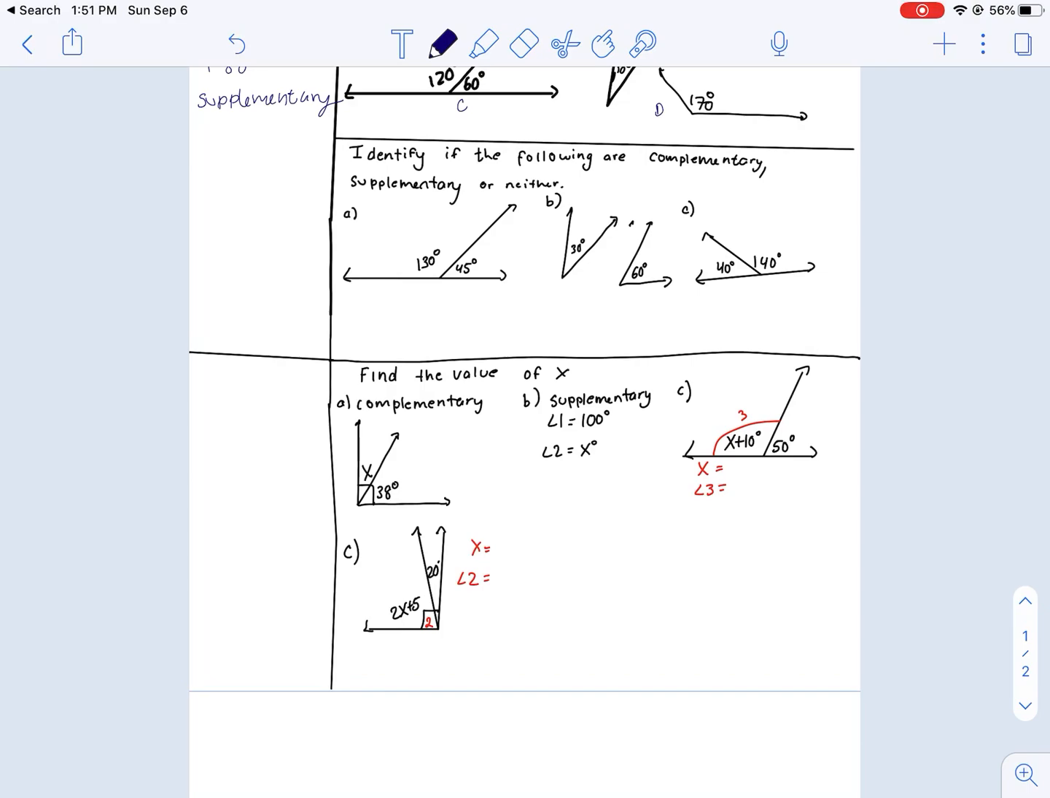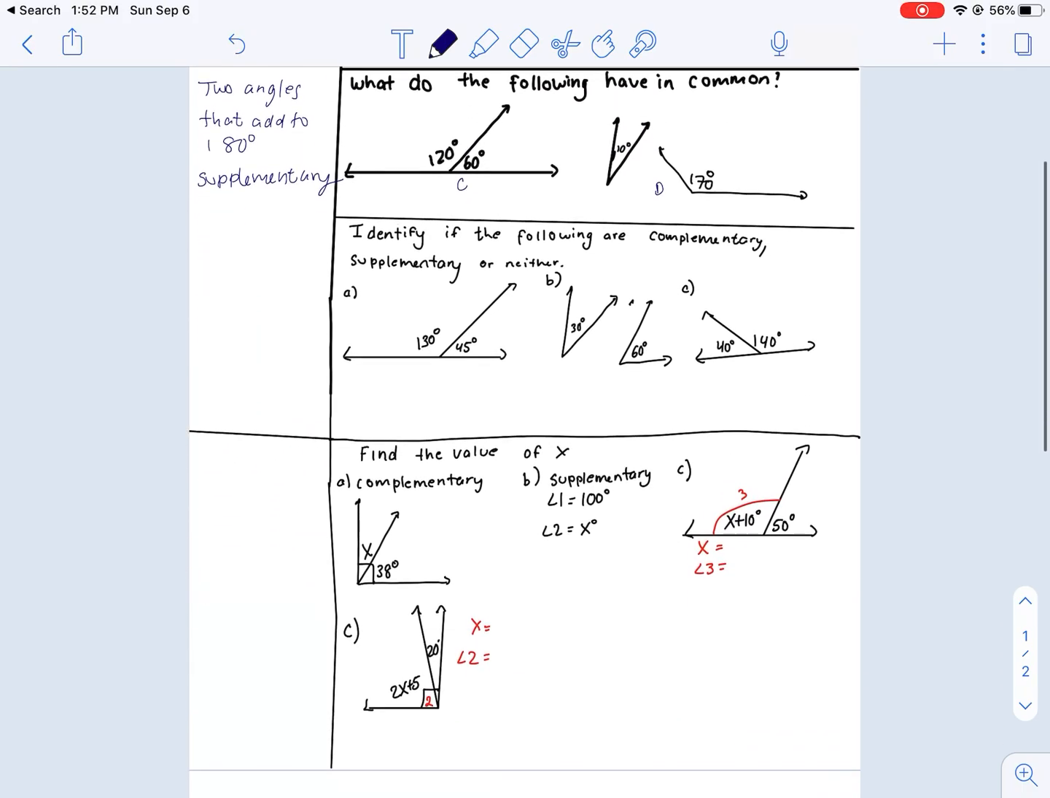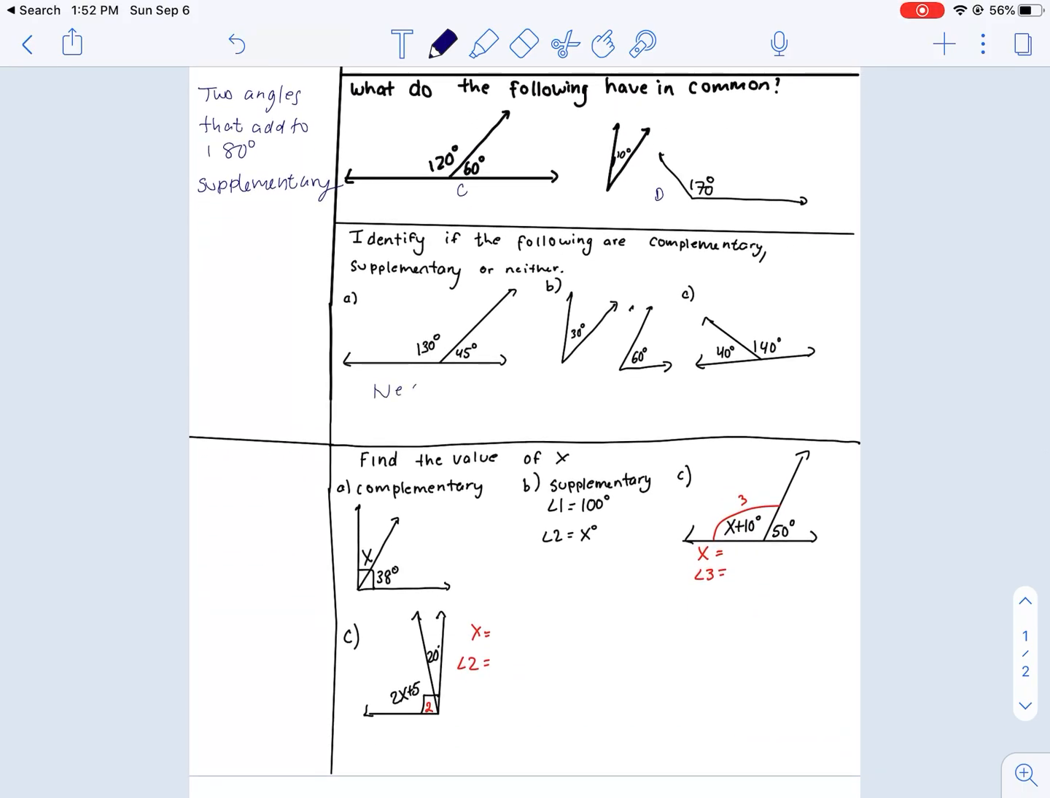So look here at this example. What do you know about the sum of 130 and 45? Well, they add up to 175 degrees. So are they complementary or supplementary? Neither. And we want to give a reason: because they add to 175.